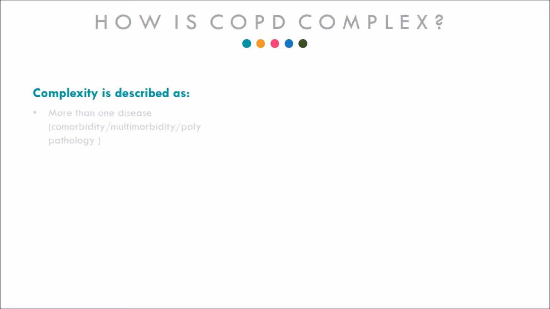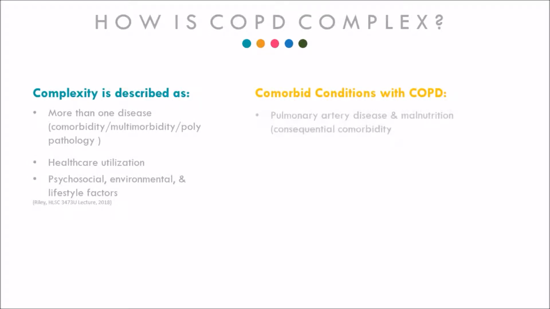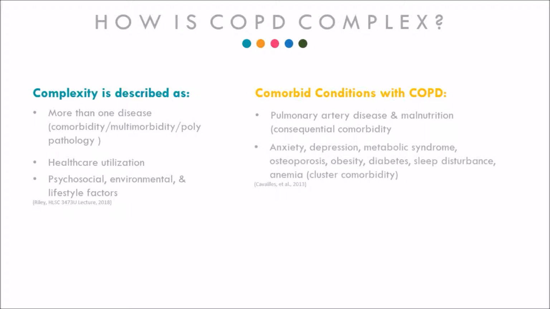Complexity can often be described in terms of having more than one disease or comorbidity, healthcare utilization, and psychosocial, environmental, and lifestyle factors. COPD is a complex disease. 80% of individuals with COPD are estimated to have at least one comorbid chronic condition. These conditions include pulmonary artery disease and malnutrition, which are directly caused by COPD, in other words, consequential comorbidity, and others such as anxiety, depression, metabolic syndrome, osteoporosis, obesity, diabetes, sleep disturbance, and anemia, which do not have an evident underlying pathophysiological relationship with COPD. This would be known as cluster comorbidity.